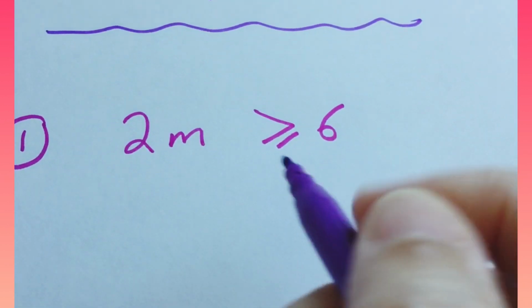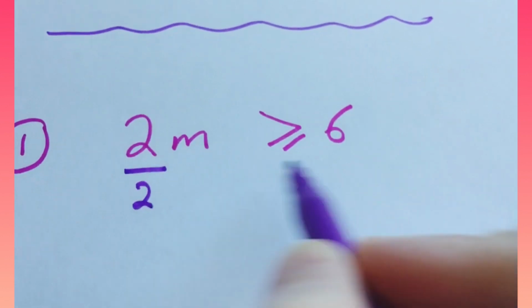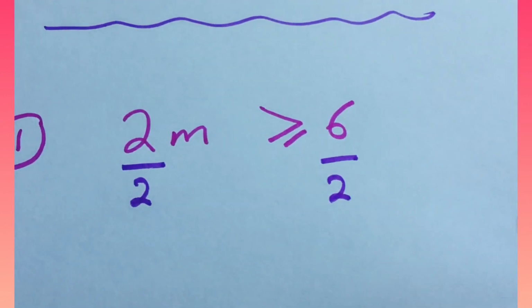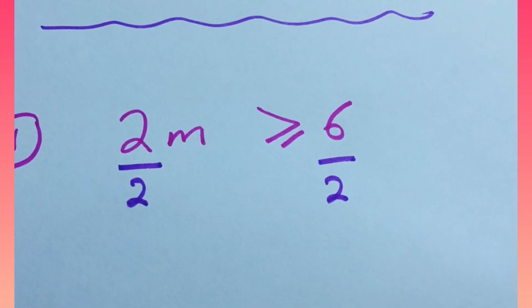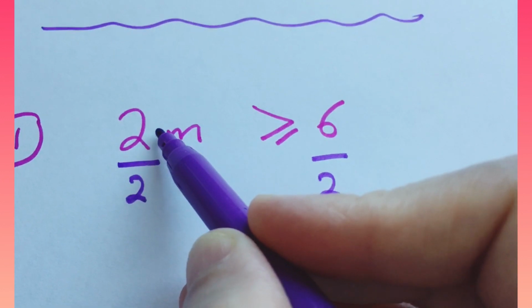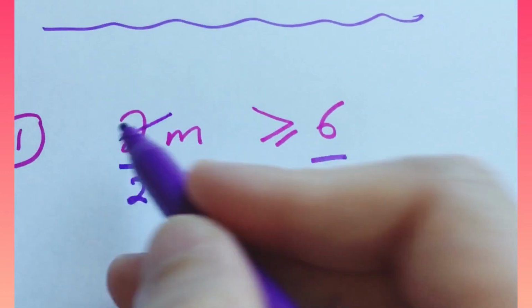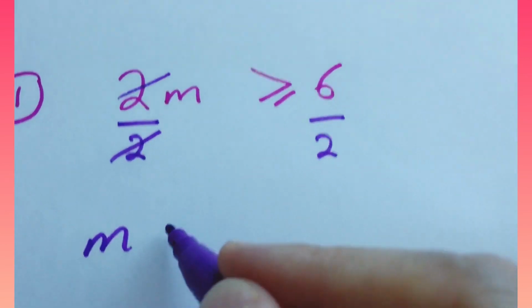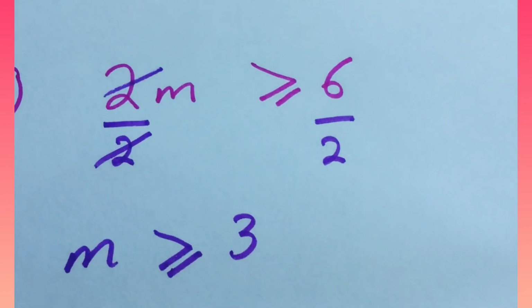2m greater or equal 6. We will divide both sides by 2 because I want to keep the m alone. Similar to the equations. Equations also we keep the variable alone. Here also we have to keep the variable alone. Here we have multiply. The inverse of multiply is divide. So we are going to divide both sides by 2. Then m is greater than or equal 6 divided by 2 is 3.